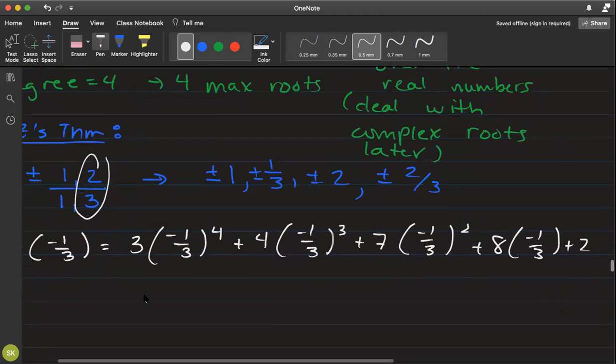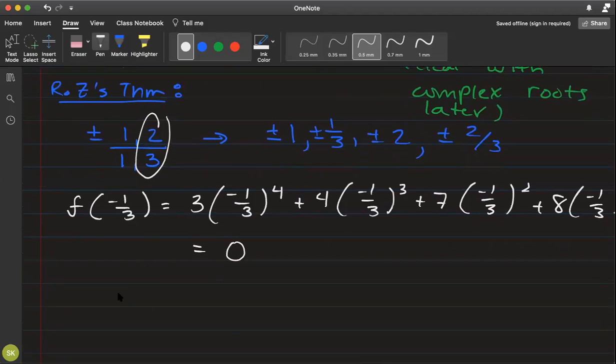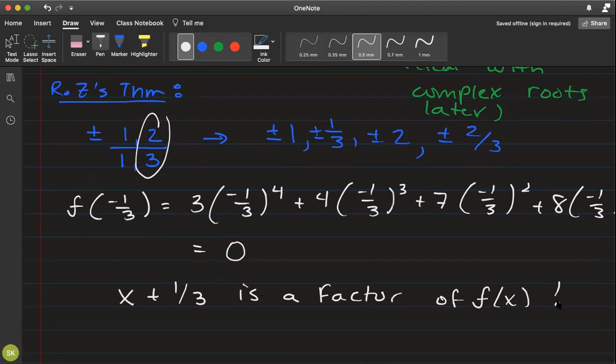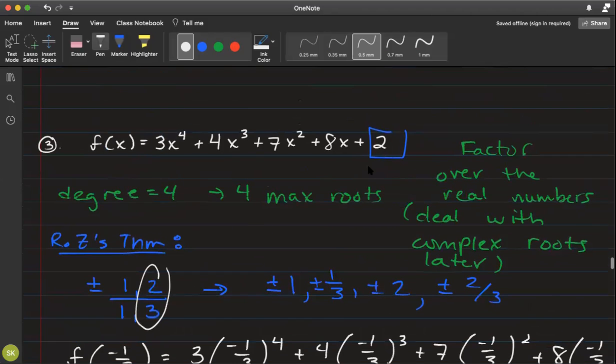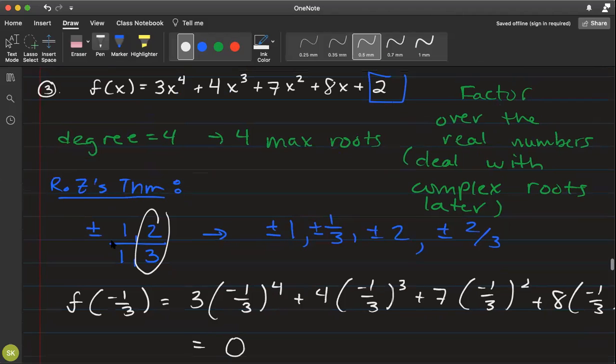Now these are ugly. You've got a lot of fractions here. I would plug it into a calculator. But if you do, what's going to happen is you're going to get 0. And that tells us that x plus 1/3 is a factor of f of x. Okay, that's important. So because it's a factor, what we can do is we can take this long polynomial and then divide it by x plus 1/3. Let's do that.